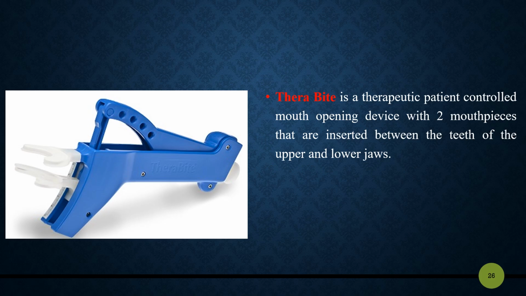TheraBite is a therapeutic patient-controlled mouth opening device which has two mouthpieces that are inserted between the teeth of the upper and lower jaw. When pressure is applied on the handles, the mouthpiece opens. So this indirectly puts pressure on the jaw in the opposite direction.